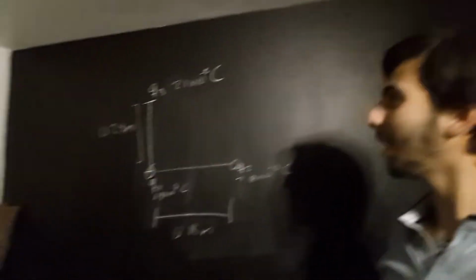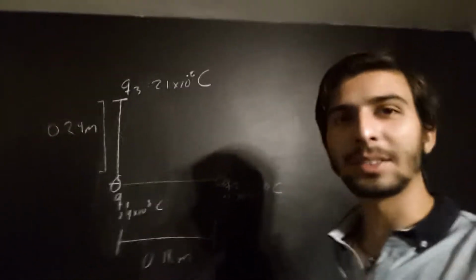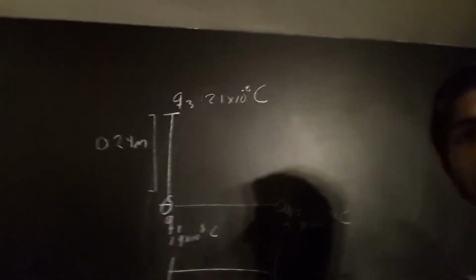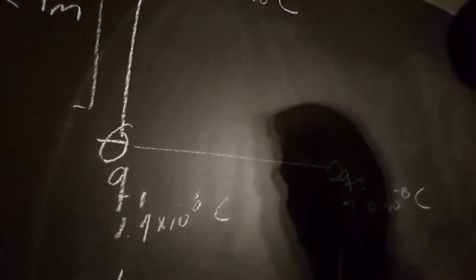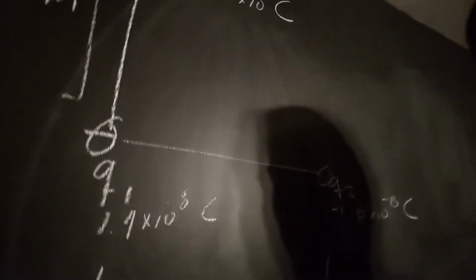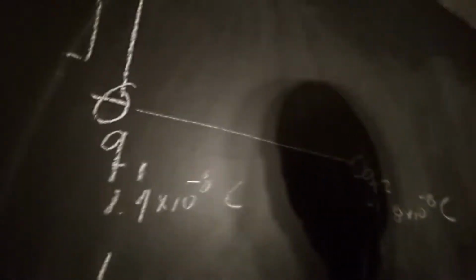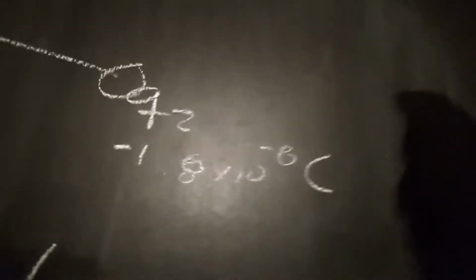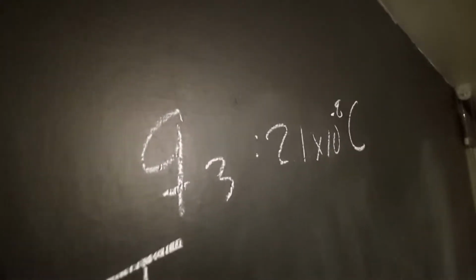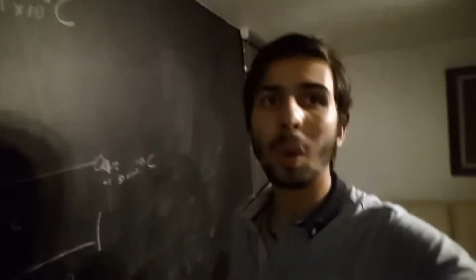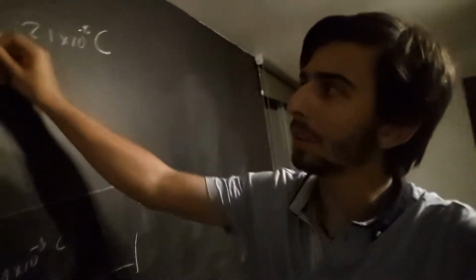I'm Cesar, and today we'll be doing another problem involving electrostatics. We have this simple system of 3 point charges. One is Q1, whose charge is 1.4 times 10 to the minus 8 coulombs. Q2, which is minus 1.8 times 10 to the minus 8 coulombs. And Q3, which is 2.1 times 10 to the minus 8 coulombs. We want to know what is the total acting force upon Q3.